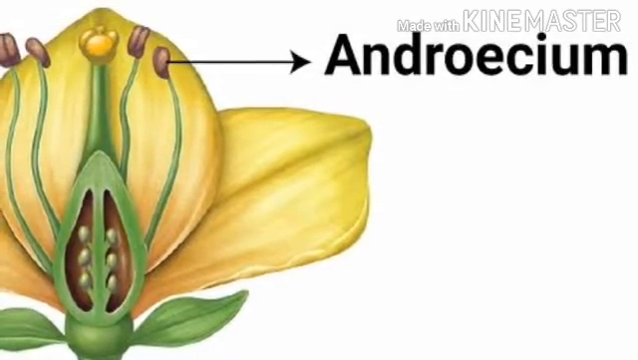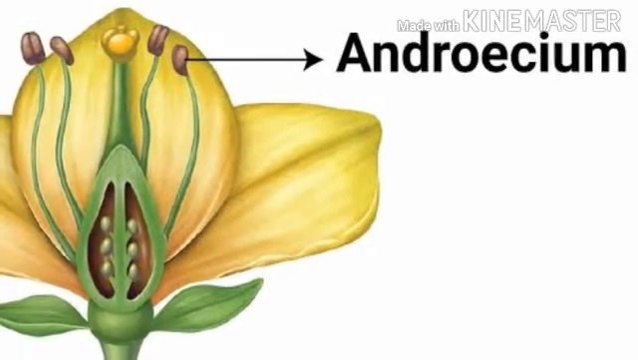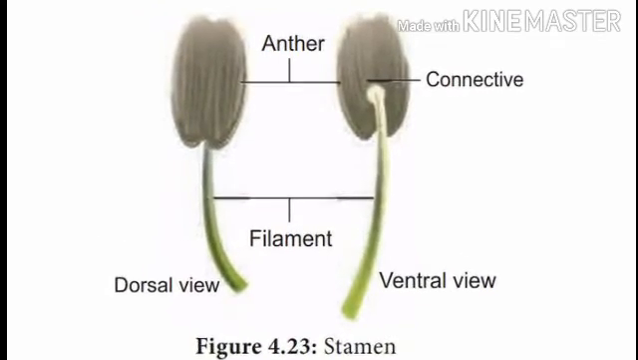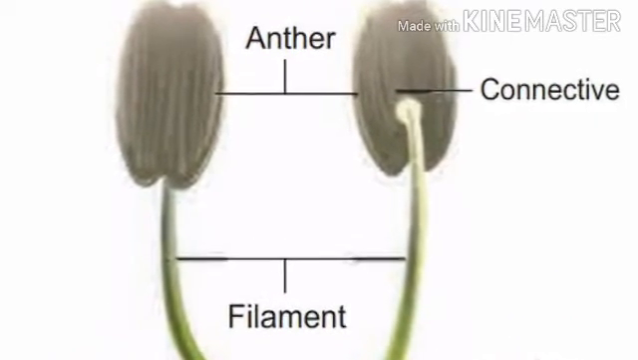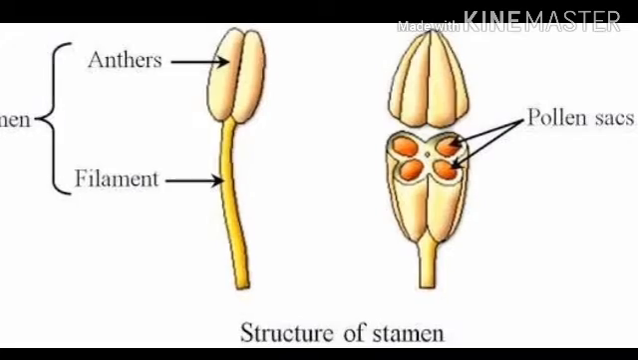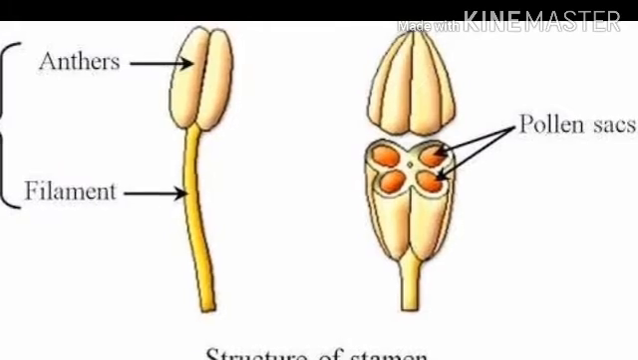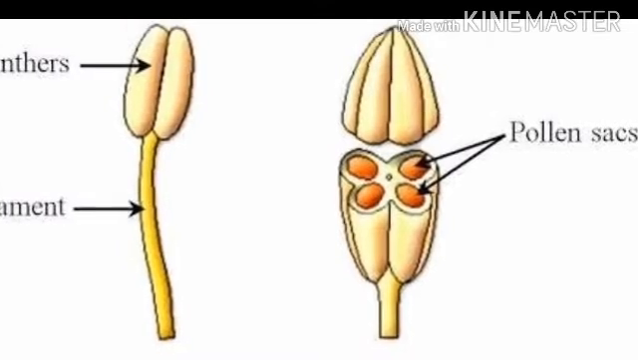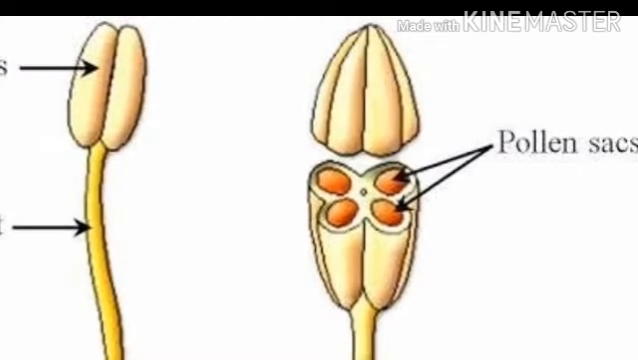Androecium or stamens. It is the male reproductive part of the flower. Each stamen consists of a thin stalk called the filament and a two-lobed head called the anther. The anther and the filament are connected by a connective tissue. Each anther lobe has two pollen sacs, which are filled with pollen grains. Pollen grains are minute in size and take part in reproduction.